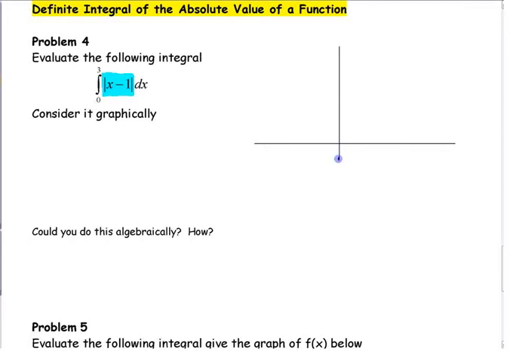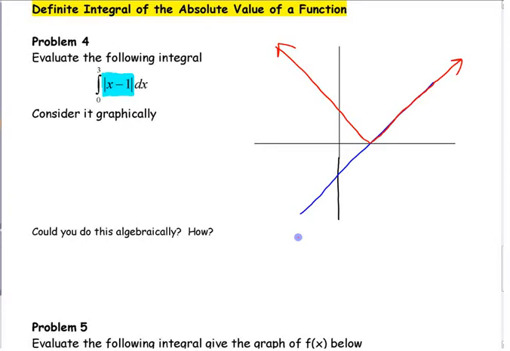What does the function x minus 1 look like? That's what x minus 1 looks like, but if you want it to be absolute value of x minus 1, this goes up like this, right? So that's what that one looks like.